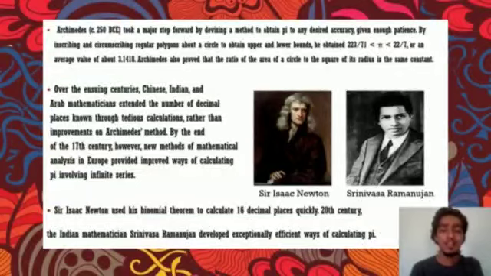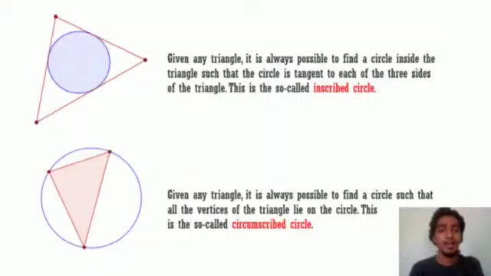By the end of the 17th century, new methods of mathematical analysis in Europe provided an improved way of calculating pi involving infinite series. Isaac Newton used his binomial theorem to calculate 16 decimal places quickly. In the 20th century, the Indian mathematician Srinivasa Ramanujan developed exceptionally efficient ways of calculating pi. Archimedes had an efficient way of calculating the value of pi by taking inscribed and circumscribed polygons. This is a diagram of inscribed and circumscribed polygons.